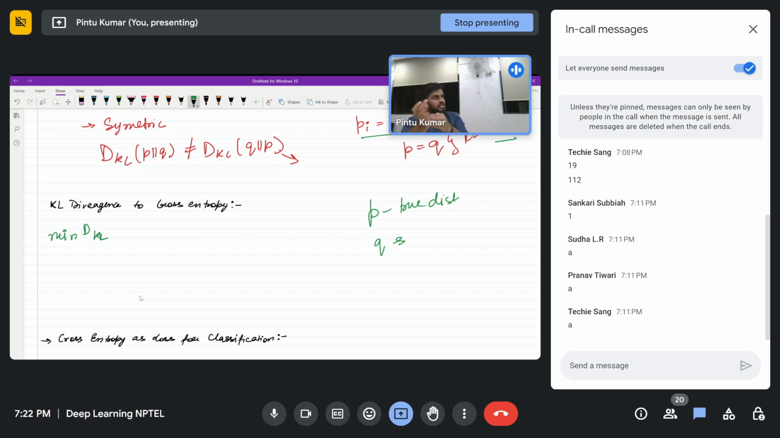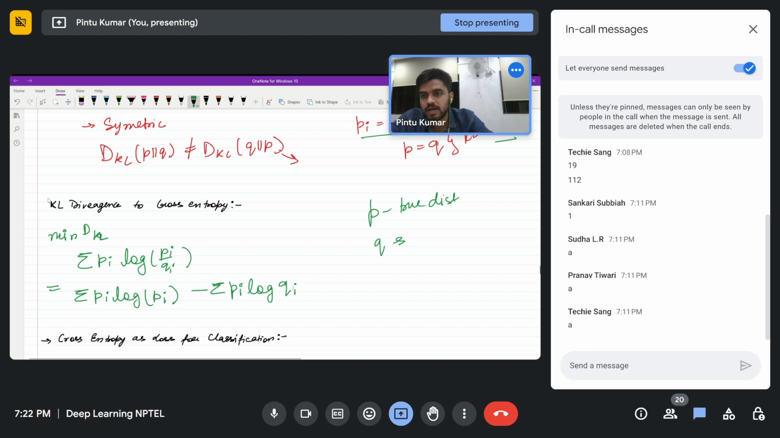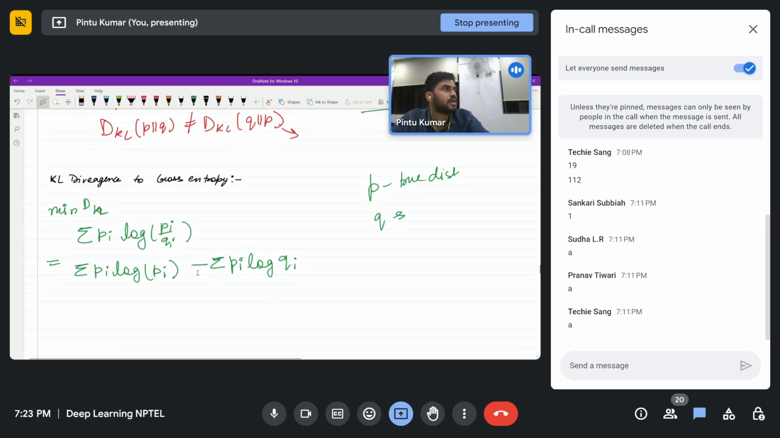So we will reach from KL divergence to cross entropy. What is your KL divergence? This is summation Pi log Pi by Qi. If you just split this log, what would it become? This would be summation Pi log Pi minus summation Pi log Qi. Now, let's take a small step back and analyze what we have done.